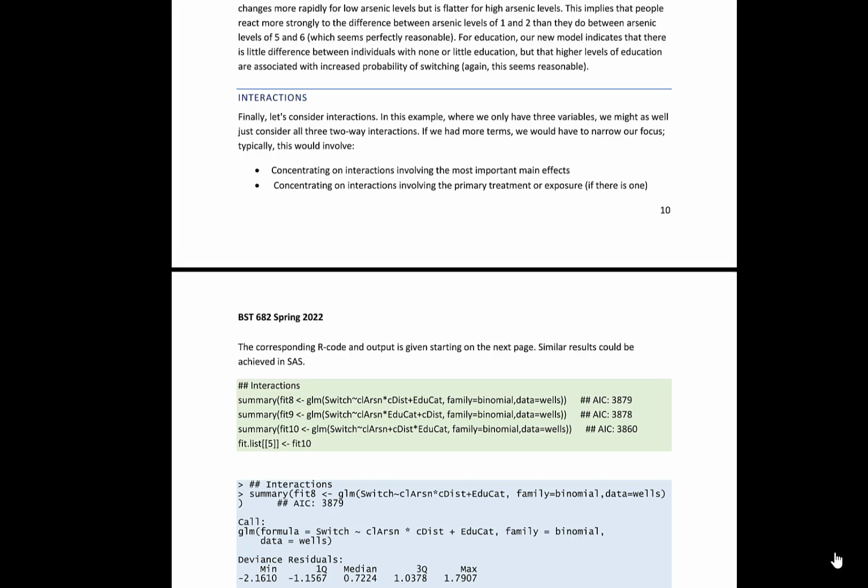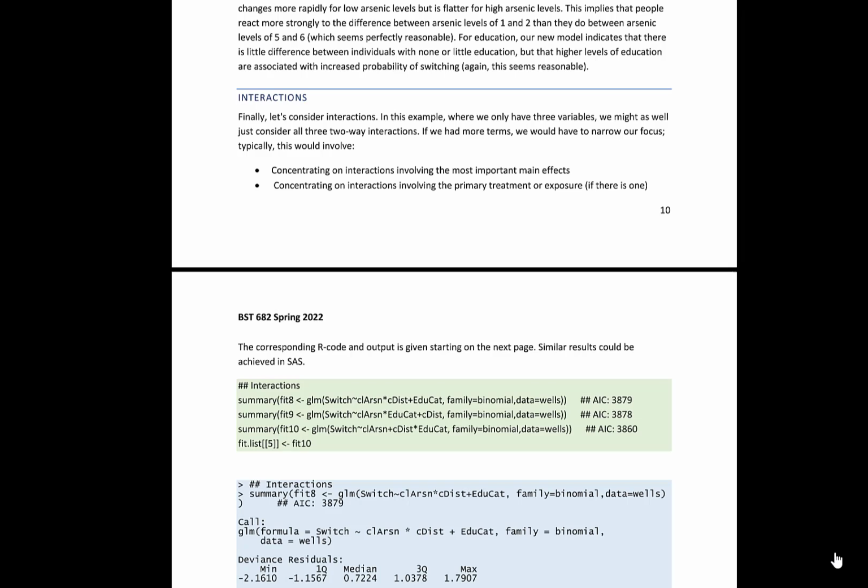Typically this would include concentrating on interactions that involve the most important main effects, and concentrating on interactions involving the primary treatment or exposure if there is one. The other thing to think about here is that I didn't say anything about the three-way interaction. Once we get past two-way interactions, you rarely see three-way or four-way interactions, these really high interactions, in models. Most of the time, you're going to see main effects and two-way interactions.